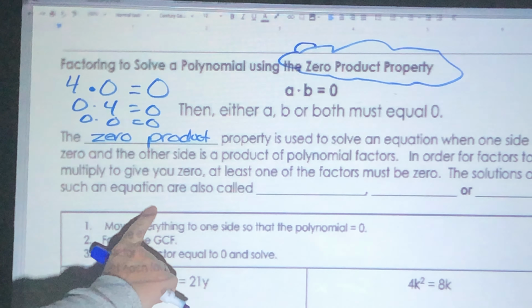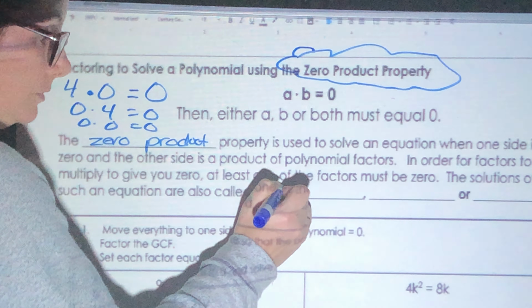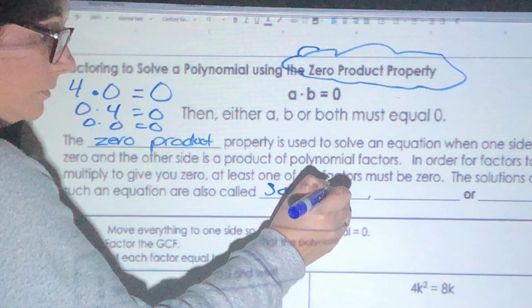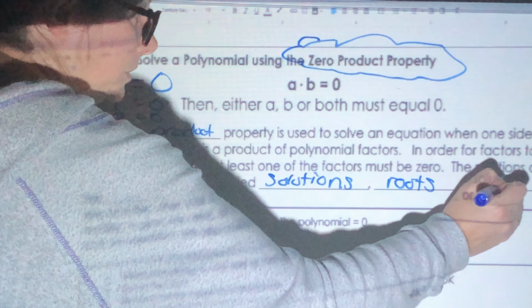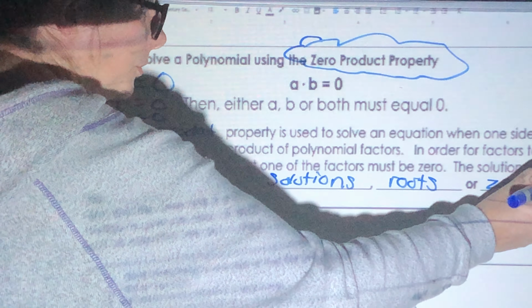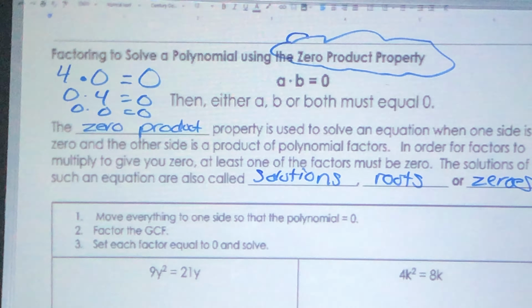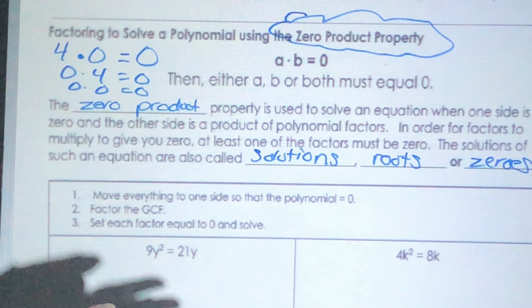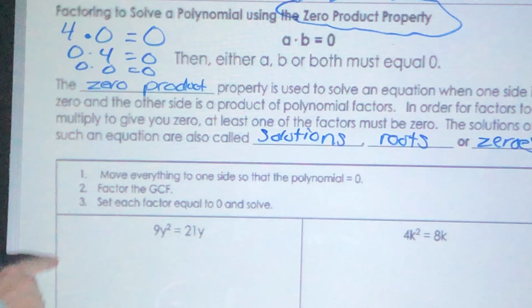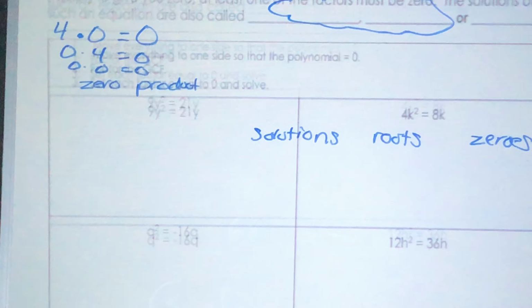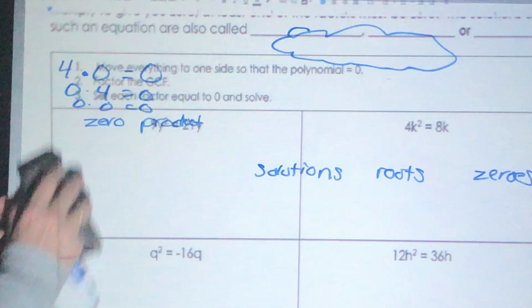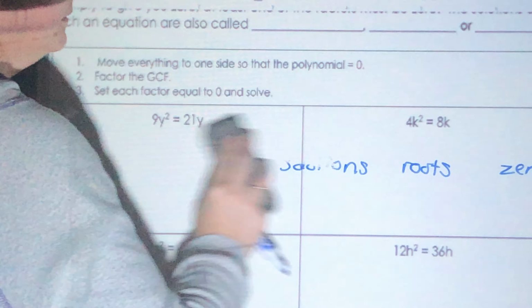Solutions to these equations are called solutions, roots, or zeros. So you will see all three of these words associated with solving equations. They all mean the same thing. So for our first example, we're going to first bring everything over to the left side.